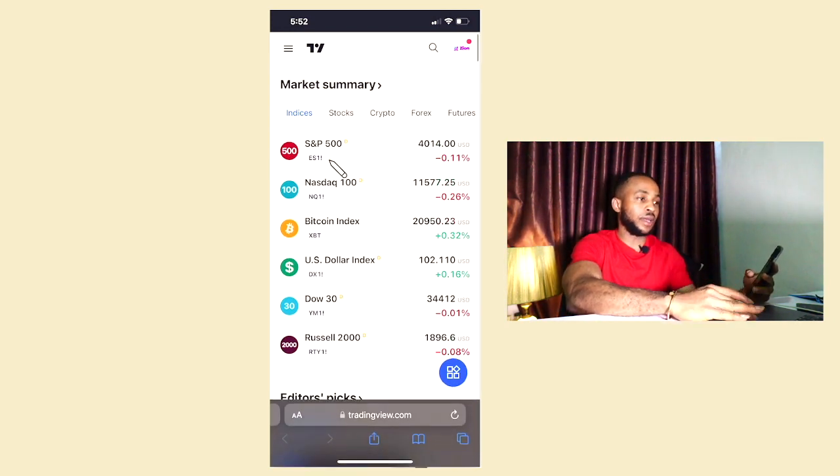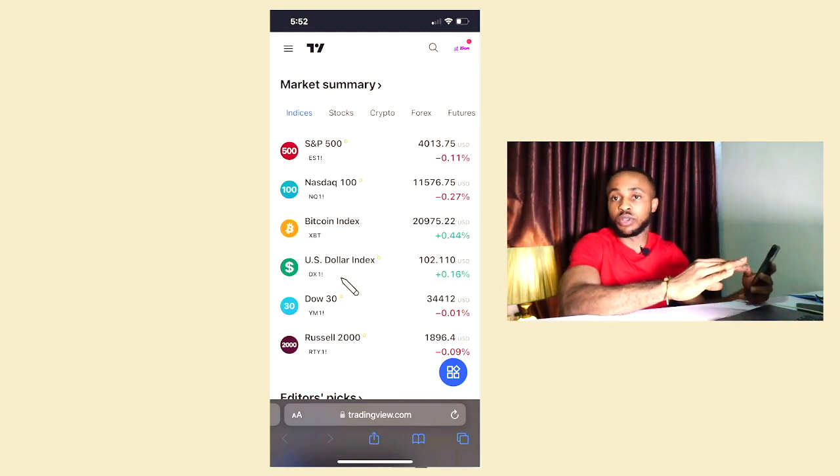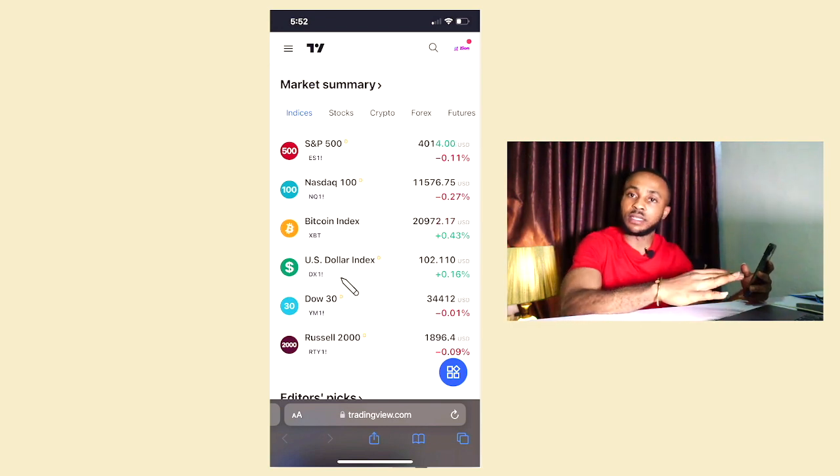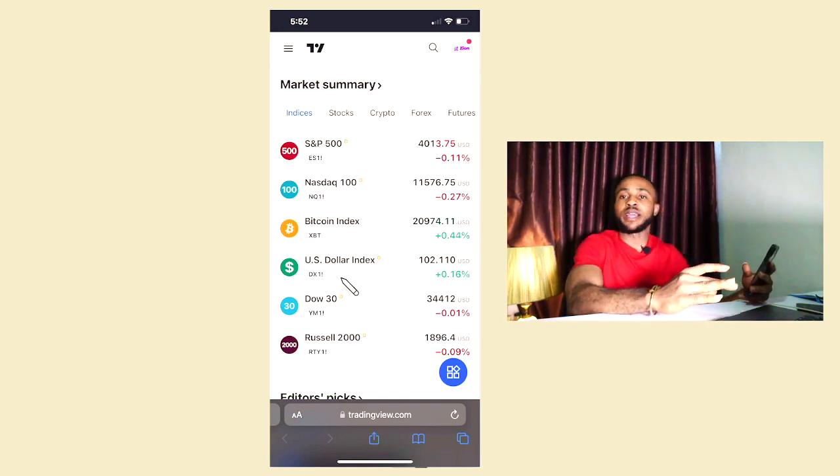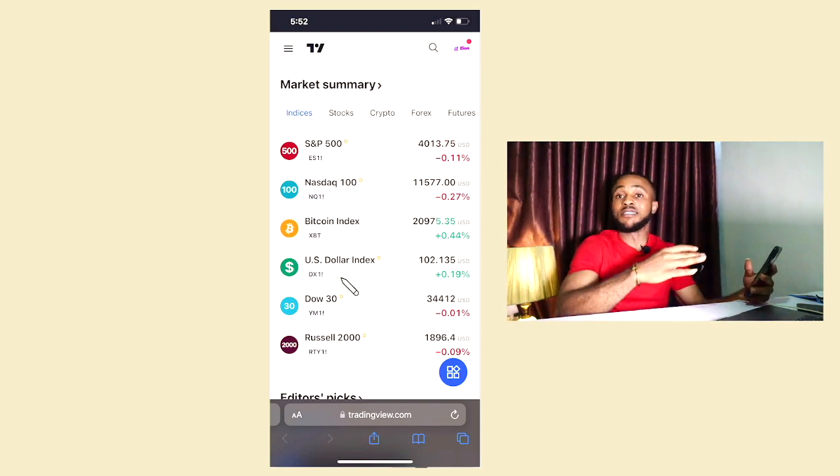As you can see, we have the S&P 500, which is a stock index. We have NASDAQ, the stocks. Then we have Bitcoin. Every financial asset you're looking for, you can actually find in TradingView. So that is why it is very, very important in reading the market.